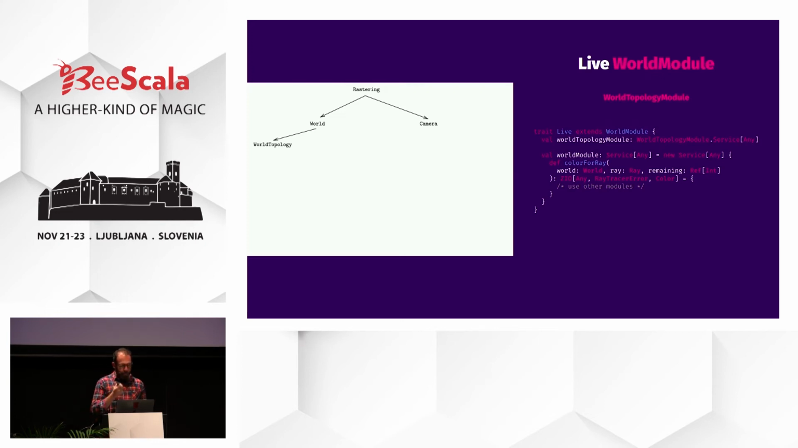So the first thing to do is, remember this world module is supposed, given a ray, to tell me the color of this ray. So first thing to do is to see if this ray is hitting anything in the world around. Is it hitting a sphere? Is it hitting a plane? Or maybe it's hitting nothing. And whether the ray hits or doesn't hit something is delegated to our world topology module, that just deals with the fact of shapes being present in some place in the world.